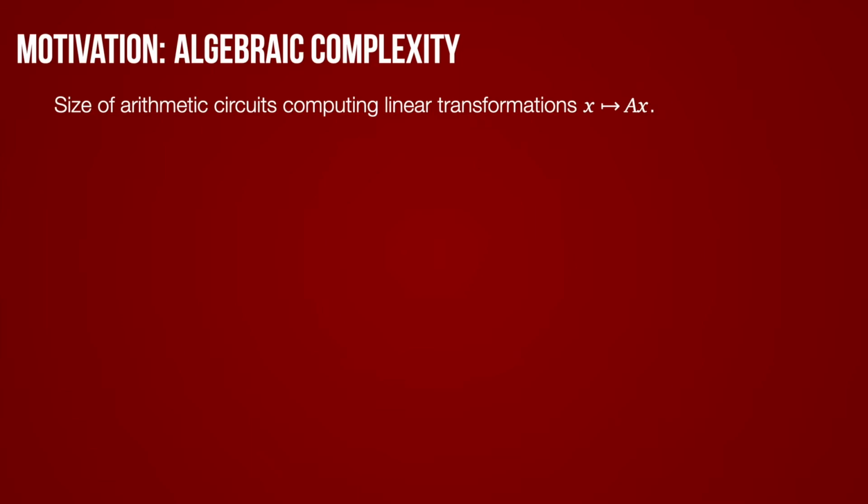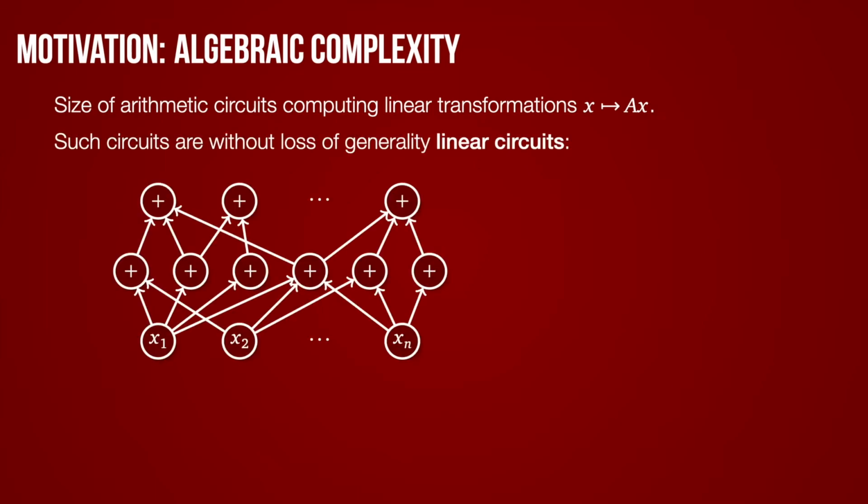The first motivation comes from algebraic complexity theory, when we consider arithmetic circuits that compute linear transformations. Think of a linear transformation that sends x to A of x. Here x is a length n vector and A is an n by n matrix, and it turns out that such circuits are, without loss of generality, linear circuits. So what is a linear circuit? Here I will give a definition by a picture.